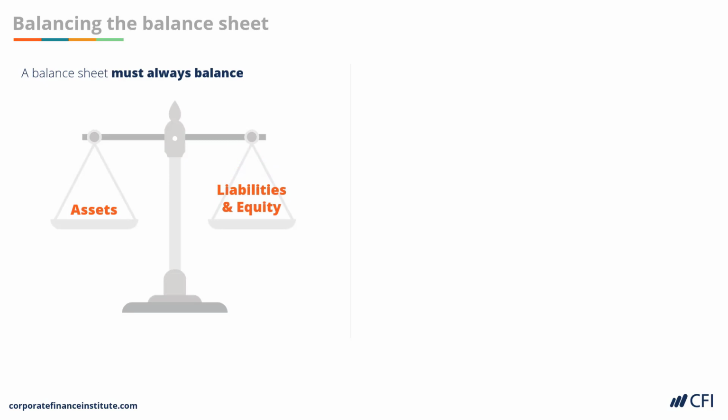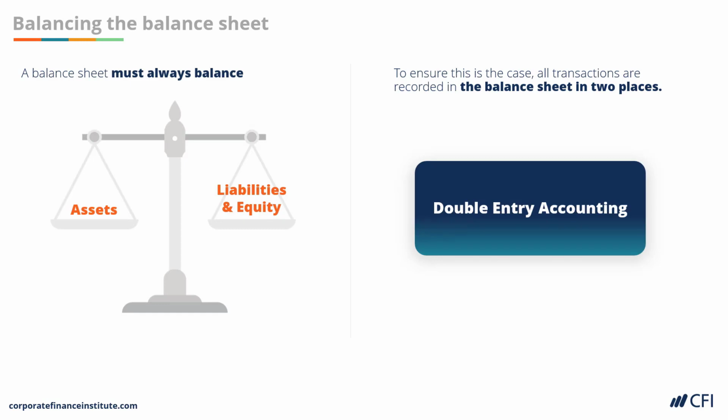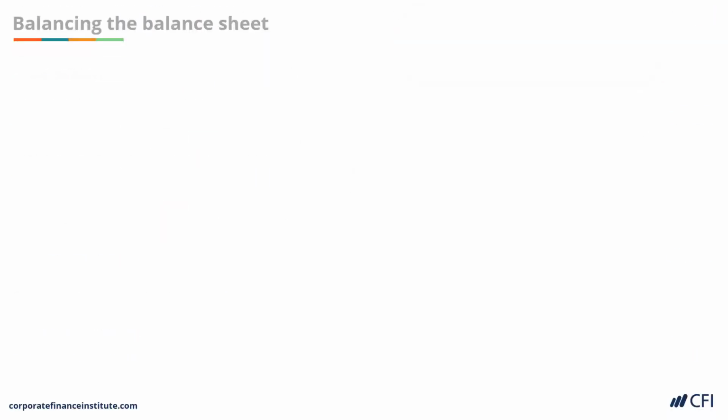In order to make sure that's the case, accountants have developed a system of recording transactions in two separate places. This is what's known as double entry accounting. This ensures that the balance sheet is always working. There are two options for doing this. The first option is to record any transaction on both sides.